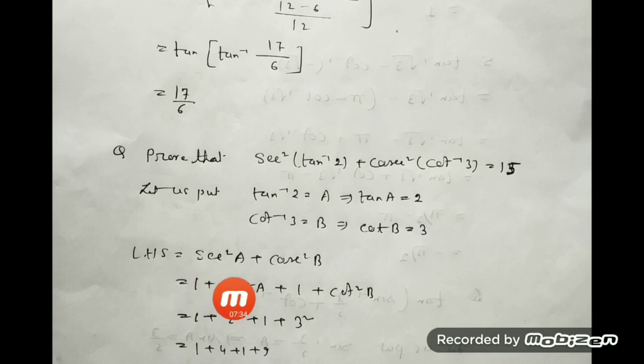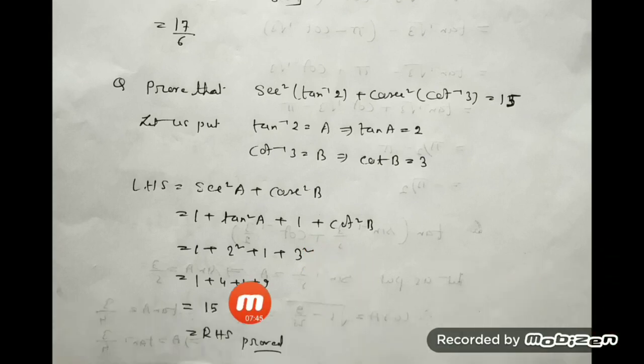This is equal to what? 1 plus tan square A, and cosec square B is 1 plus cot square B. Substitute their values. Tan A means 2 square and cot B means 3 square. On calculation, we have got 15, which is your right hand side.